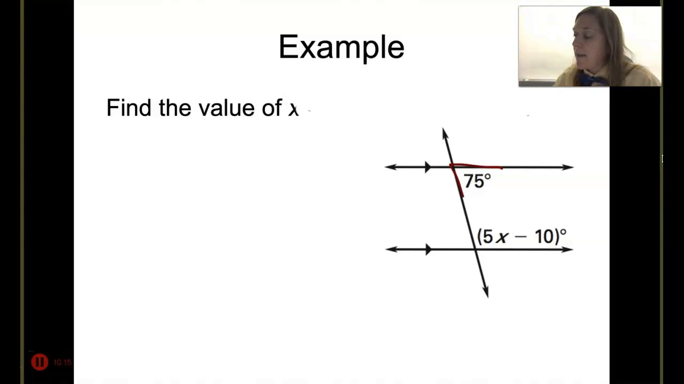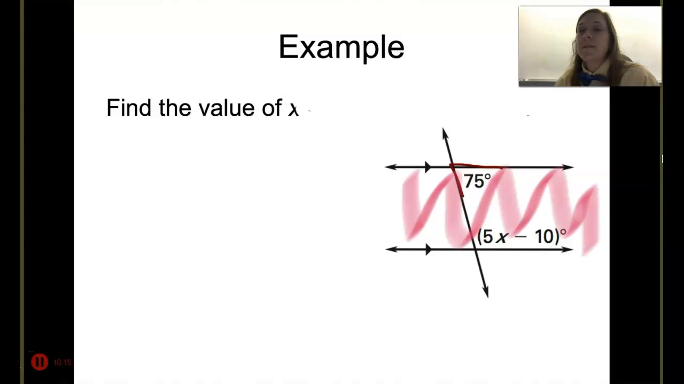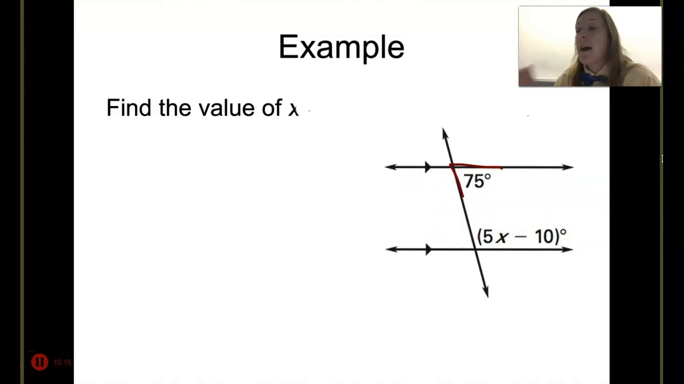Does everybody see how that's in the interior of my parallel lines? So what are my options for interior? Well, we have alternate interior, we have consecutive interior. Those both have the word interior in. Let's look at the other angle. Is that one also in the interior? Yes, it is. So that means it has to be either alternate interior or consecutive interior.